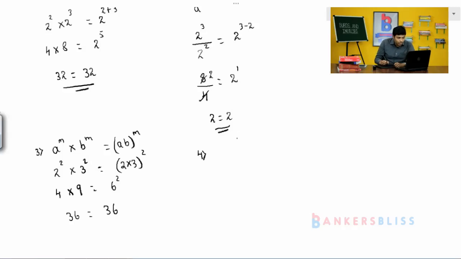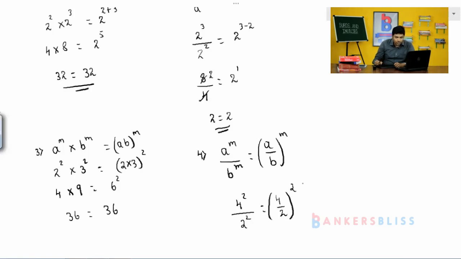Then, what is the next rule? Rule number 4 says a power m by b power m is equal to a by b whole power m. So, very simple. Next, take the example: 4 square by 2 square is equal to 4 by 2 whole square.